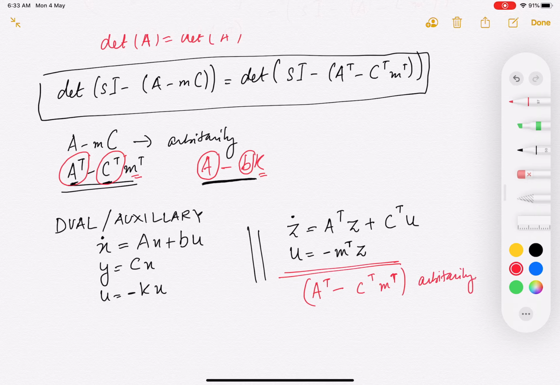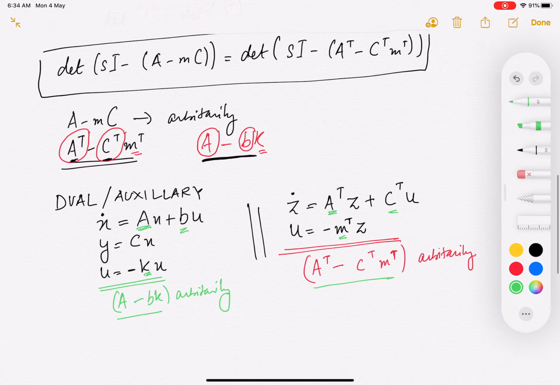Just like when you did the pole placement for this, what you were doing was that you were placing the poles of A minus BK arbitrarily. See the similarity? This is A, this is A transpose, this is B, this is C transpose, this is K, this is M transpose, and these two equations are similar.